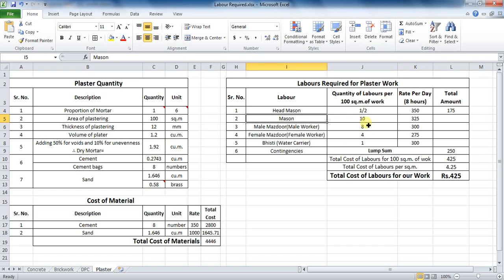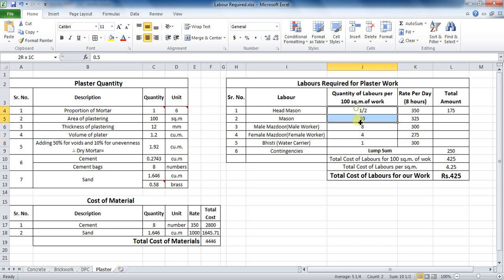Mason required are 10, whose rate is 325 rupees per day. Male worker required are 8, whose rate is 300 rupees per day. Female worker required are 4, whose rate is 275 rupees per day. Water carrier required for work is 1, whose rate is 300 rupees per day.